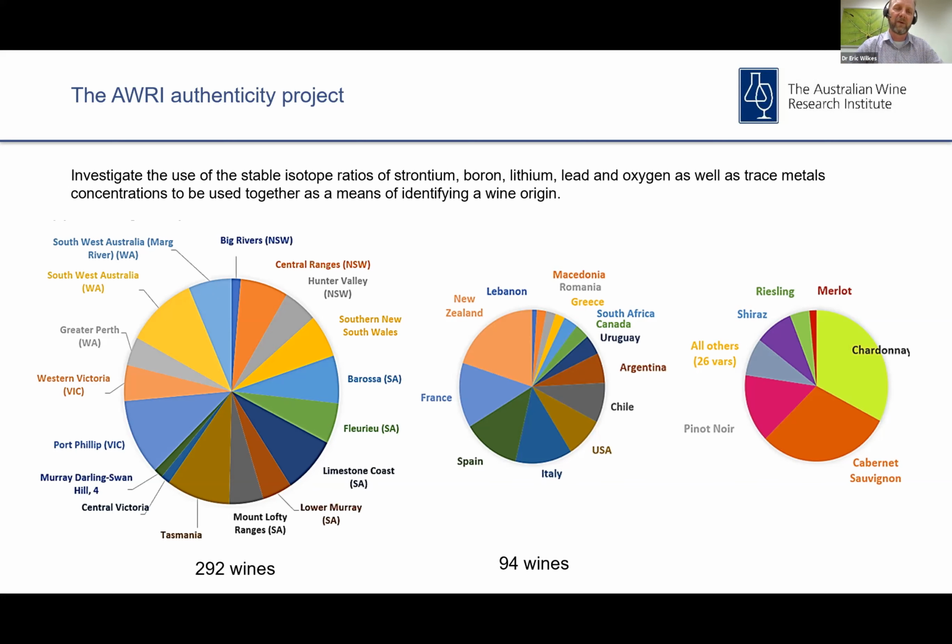But to give you an idea of the structure of the project, we got 292 Australian wines and 94 wines from overseas, mostly focused on Cabernet and Chardonnay because they're two of the biggest varieties, but we did have a reasonable amount of Pinot, Shiraz, Riesling and Merlot for regions where Chardonnay and Cabernet were just not very common.